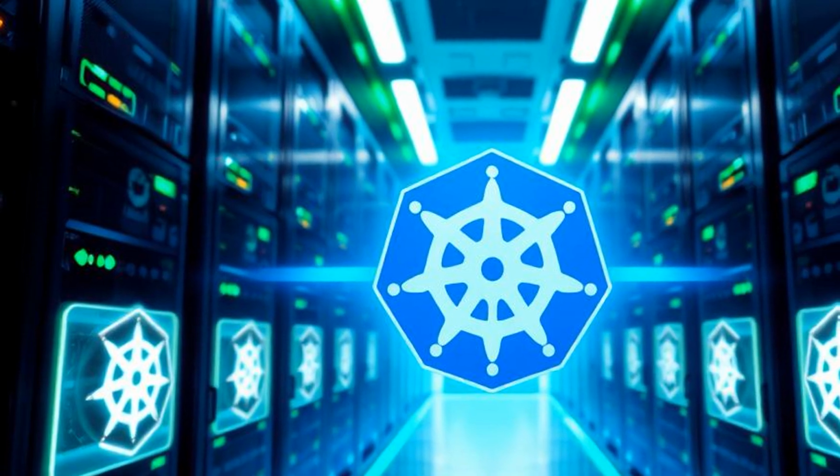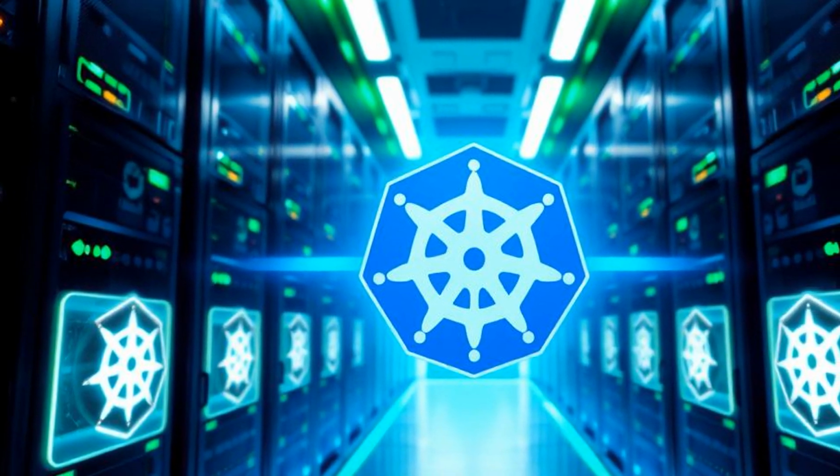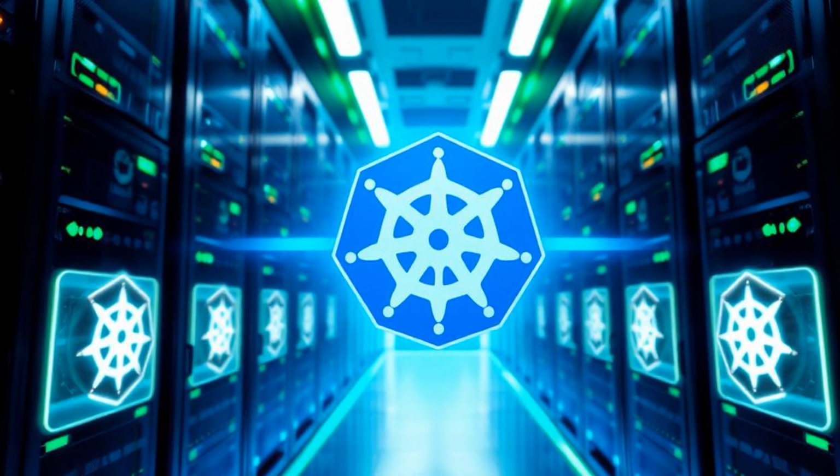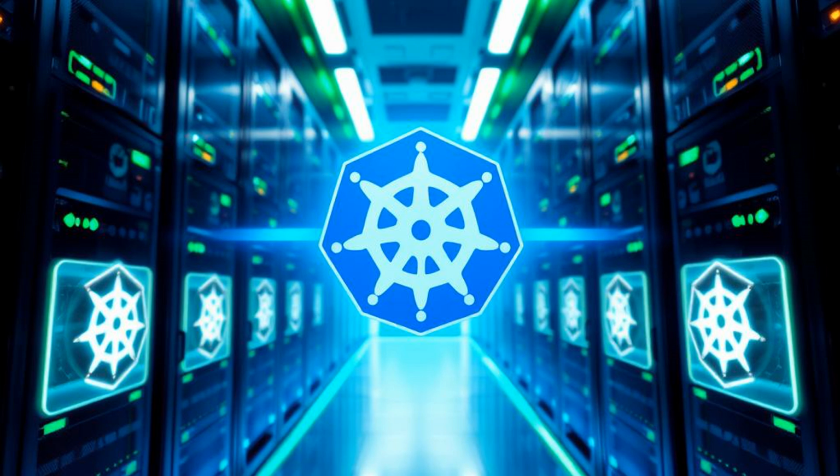Welcome, fellow engineers and tech enthusiasts, to a deep dive into one of the most critical aspects of modern cloud infrastructure: securing Kubernetes. As Kubernetes continues to dominate container orchestration, the need for robust security measures has never been more paramount. Today, we're not just talking theory, we're going hands-on to harden a cloud-based Kubernetes cluster, focusing on three foundational pillars: role-based access control, network policies, and secrets management.